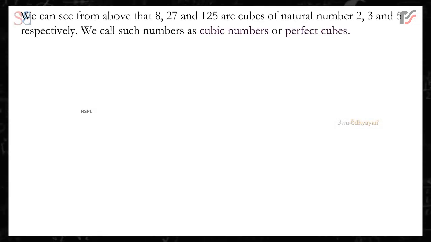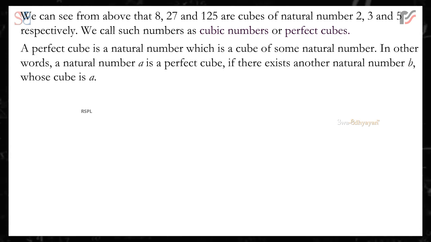Perfect cube. We can see from above that 8, 27 and 125 are cubes of natural numbers 2, 3 and 5 respectively. We call such numbers cubic numbers or perfect cubes. A perfect cube is a natural number which is a cube of some natural number. In other words, a natural number a is a perfect cube if there exists another natural number b whose cube is a. That is, a is equal to b cube.